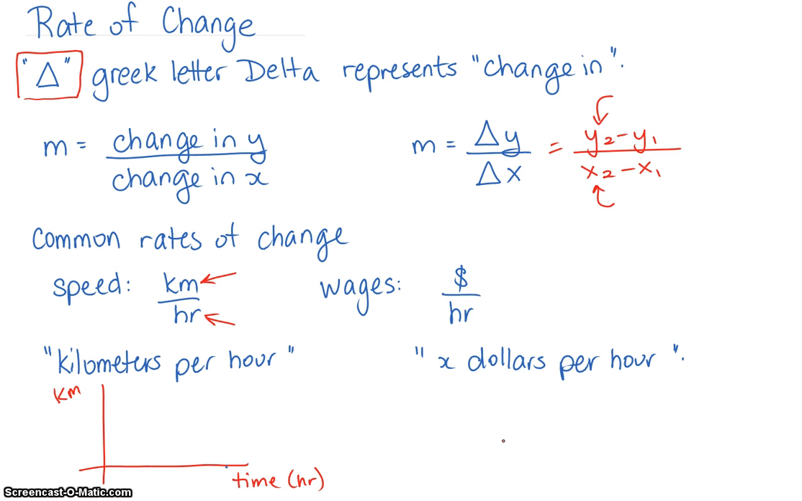And if we look at our wages, we make so many dollars per hour. So after so many hours, how much will you make? Same idea. Our dollars is going to be our salary, and our time, again in this case hours, will be your x value.